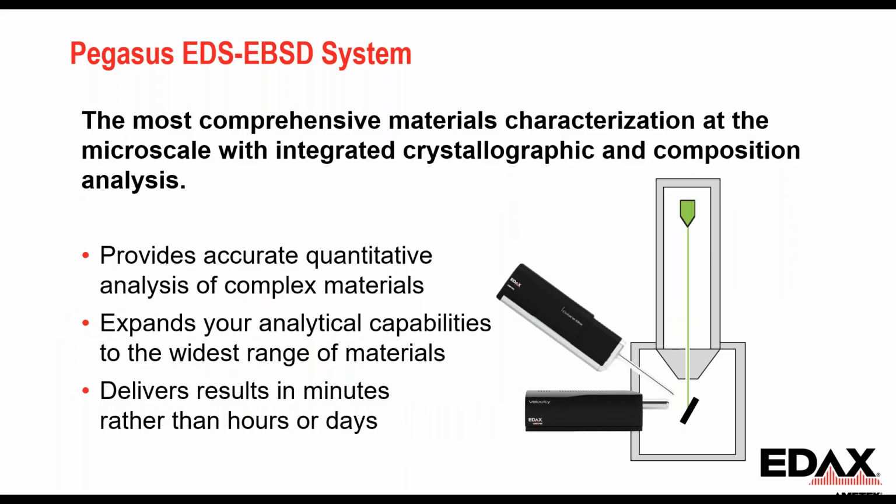The other thing that this complements is, of course, having a high-speed camera. We still may want to do integrated EDS, EBSD. And so we offer our Pegasus package with our Octane series EDS detectors. By combining these EDS and EBSD together, we get accurate quantitative analysis of complex materials. Again, we're expanding our capability to the widest range of materials possible. And the speed of both the Velocity detector and the Octane EDS detector allows us to get results in minutes rather than hours or days. They're both very high-speed, high-efficiency detectors.